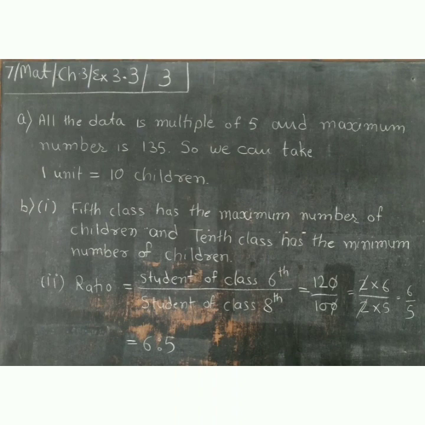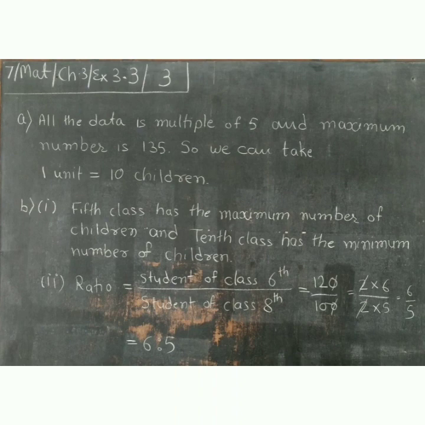Now the second, that is B1. First, which class has the maximum number of children and the minimum number of children? Now see the graph. From the graph it is clear that the 5th class has the maximum number of children and the 10th class has the minimum number of children.